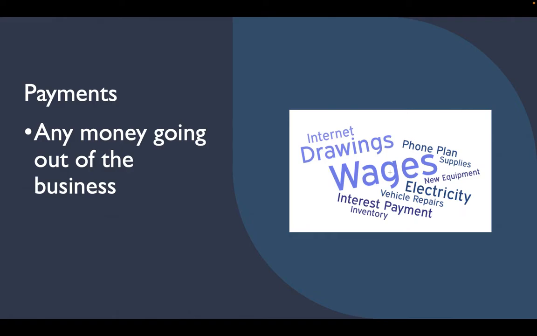Payments, all of the money going out of the business. We're talking about actual money, not things that are being paid, like accounts that you haven't paid yet. So as you pay them, they are recorded as money coming out of the business. So we've got internet, drawing, phone plan, all of those expenses. The list is endless. You can come up with lots of things depending on the business.